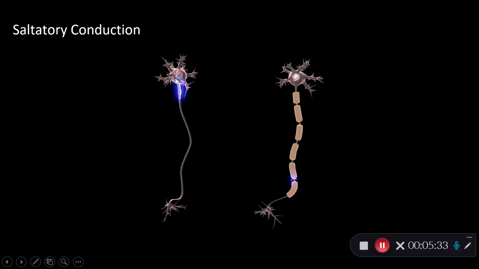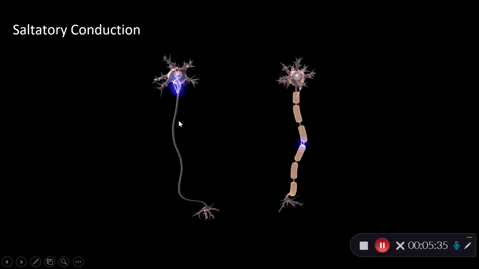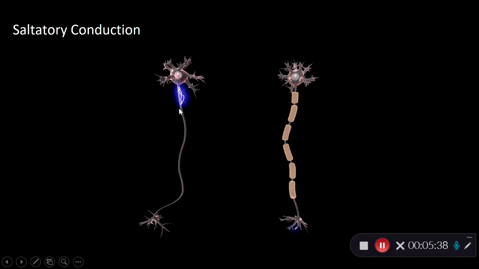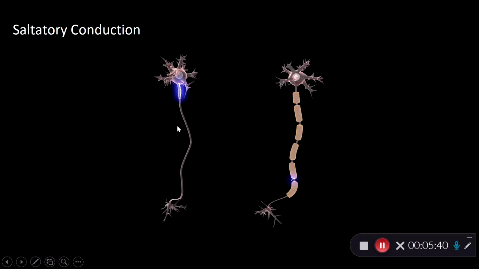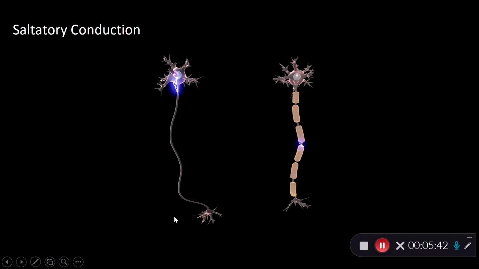And this one, action potential travels along a naked neuron. Signal travels pretty slow and eventually dies out before it can reach the terminal.